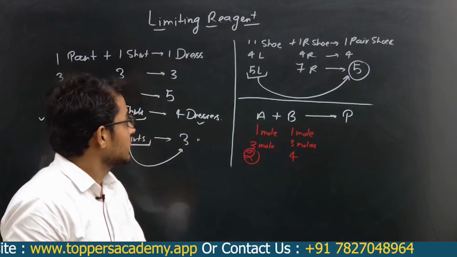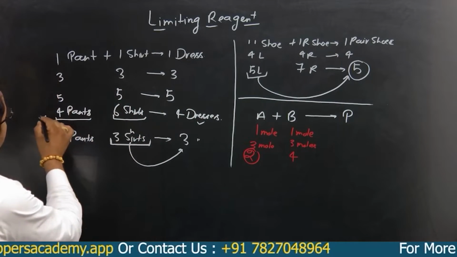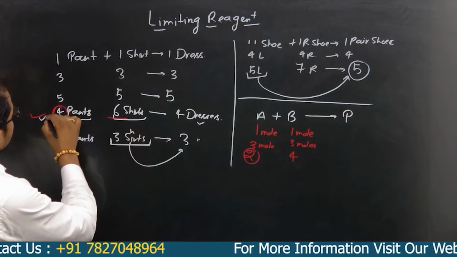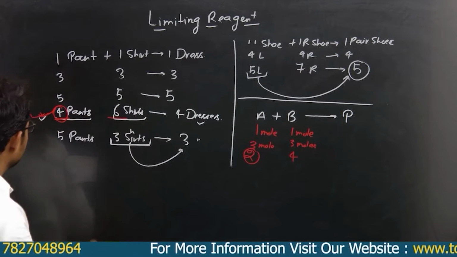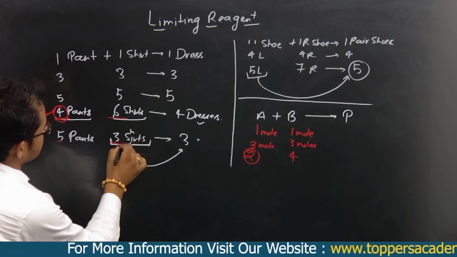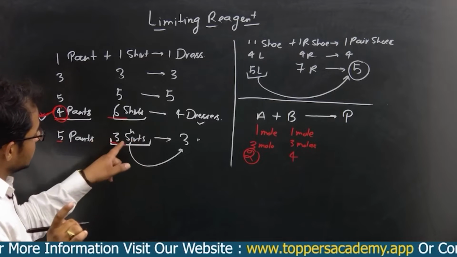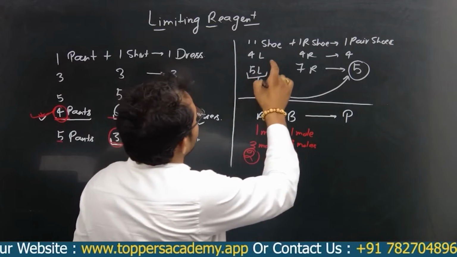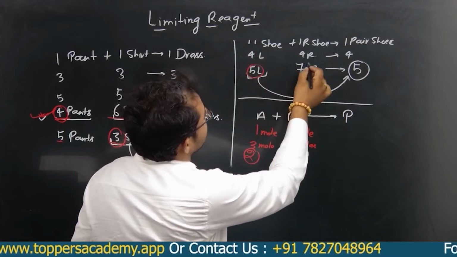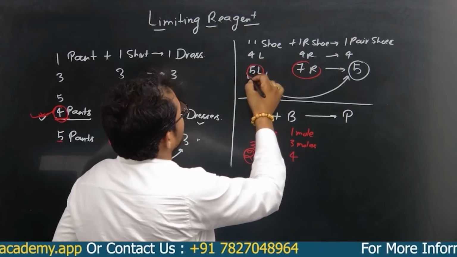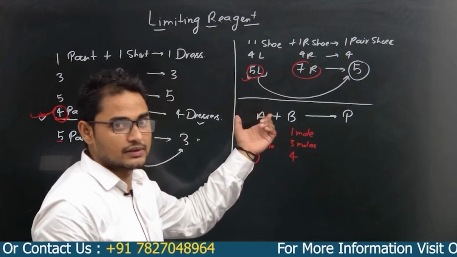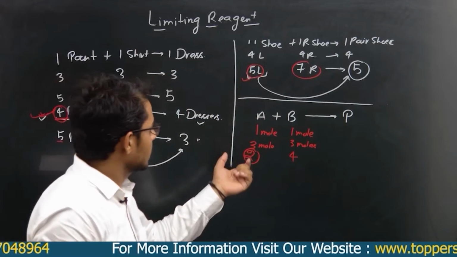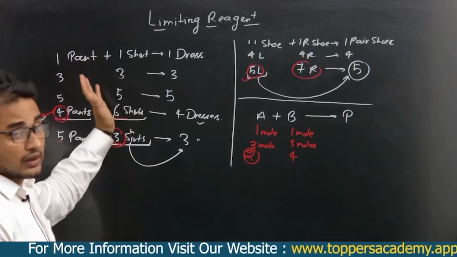Here the one less in number was the number of pants, that were 4 against 6, so the limiting entity is pants. In the case of 5 pants and 3 shirts, the number of shirts is less, so this is the limiting entity. In the case of 5 left shoes and 7 right shoes, the limiting entity is the number of left shoes, that is 5, because it is less in number, right? Similarly, we deal with this topic as we deal with it in our day-to-day life.